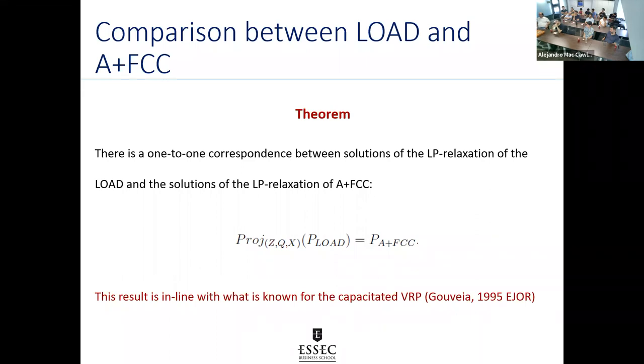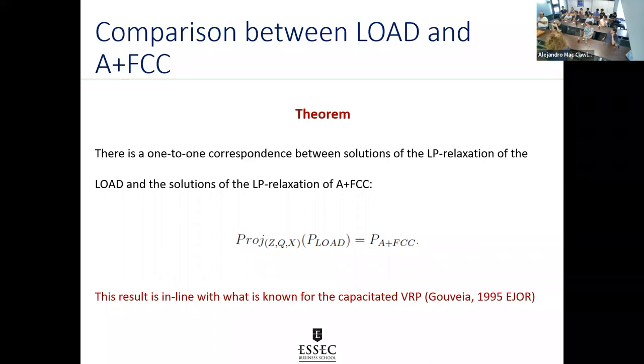I will not show you the proof, but we proved that if you take the polyhedron associated with the load formulation and you project out the load variables, you obtain the polyhedron of formulation A plus fractional capacity cap. So the value of the linear relaxation of the two formulations is exactly the same. If you use one or the other, you obtain the same value. I'm just talking about the value of linear relaxation, but it is indeed informative and counts a lot when solving the problem.